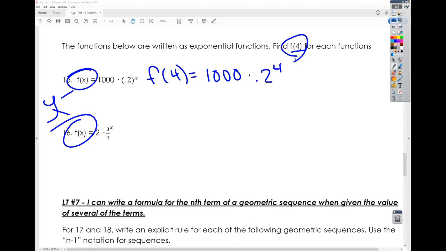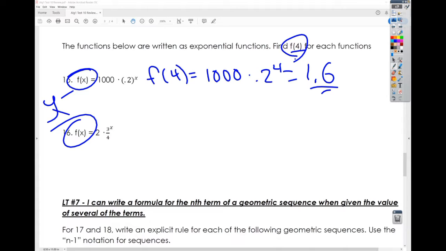So this would be a calculation that I could certainly do on my calculator. So 1,000 times 0.2 raised to the 4th power. And it looks like that's going to be equal to 1.6. Let me just double check that to make sure that I have inputted that correctly, since I'm using my phone here. Yes, it does look like it's 1.6. Just verify that on your calculator.